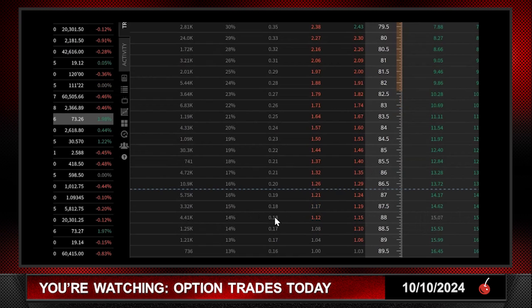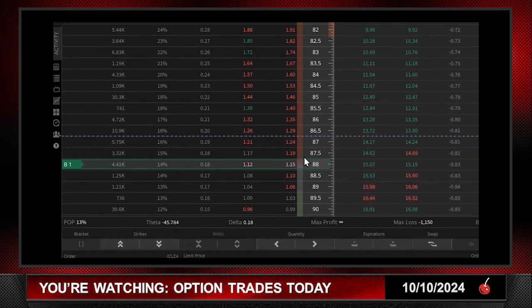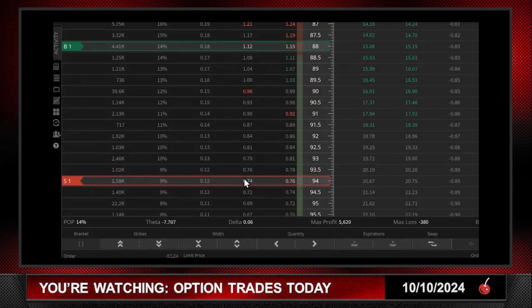I'm going to go to around the 15-ish deltas where I normally like to go. I'm going to go about to the 18 delta. That's taking a little bit more risk, especially with the product being a little bit higher, getting a little bit closer. I'm going to buy one of the 88 calls. I'm going to sell two of the 94 calls.